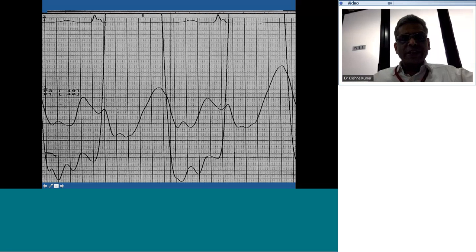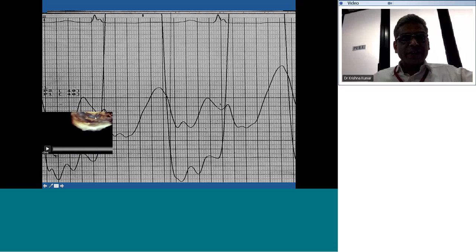So if you see this, this is when the valve opens suddenly, the onset of left ventricular filling. This is the point at which it happens. It's just after the isovolumetric relaxation. So at this point, the valve opens rather suddenly. If you see carefully, this video when I play it, the valve opens rather suddenly at this point.